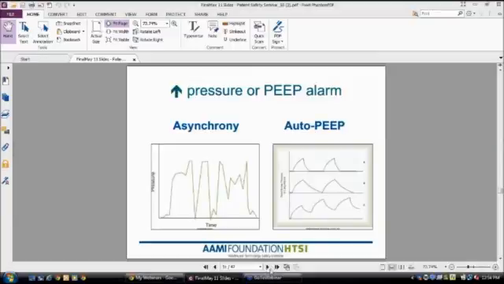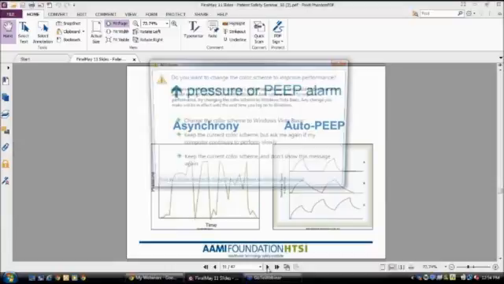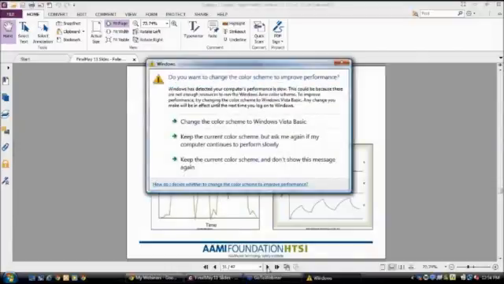auto PEEP. On the left-hand side, we see a horrible-looking scalar that should be a whole lot better than it is. But the problem here is that in the middle of a breath, we can see at the very far left side of that picture, the patient got a breath. And then in the middle of the breath, the patient's taking his own breaths inside of it. And the machine's not set appropriately for that patient.